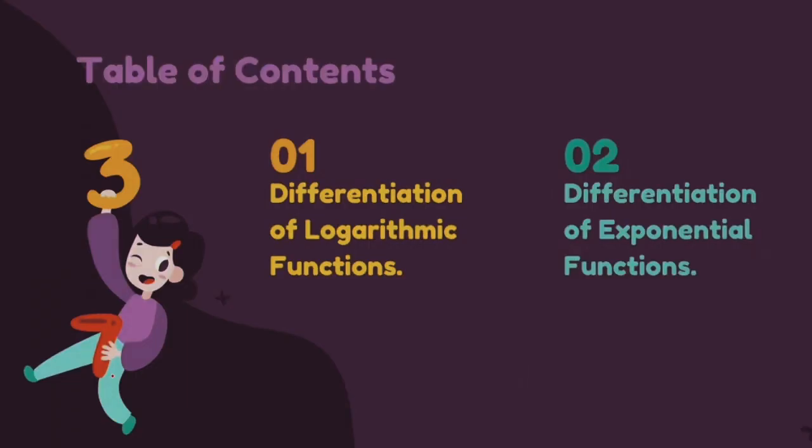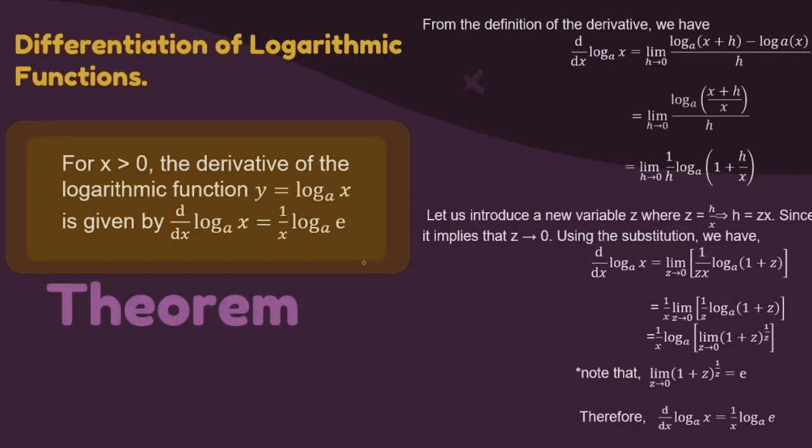D20201095521. Today I'm going to talk about differentiation of logarithmic functions and also differentiation of exponential functions. So the first one, we see the theorem first for the first subtopic. For x more than 0, the derivative of the logarithmic function y equals log a x is given by d over dx log a x equals 1 over x log a e. To prove this equation, we will see here.